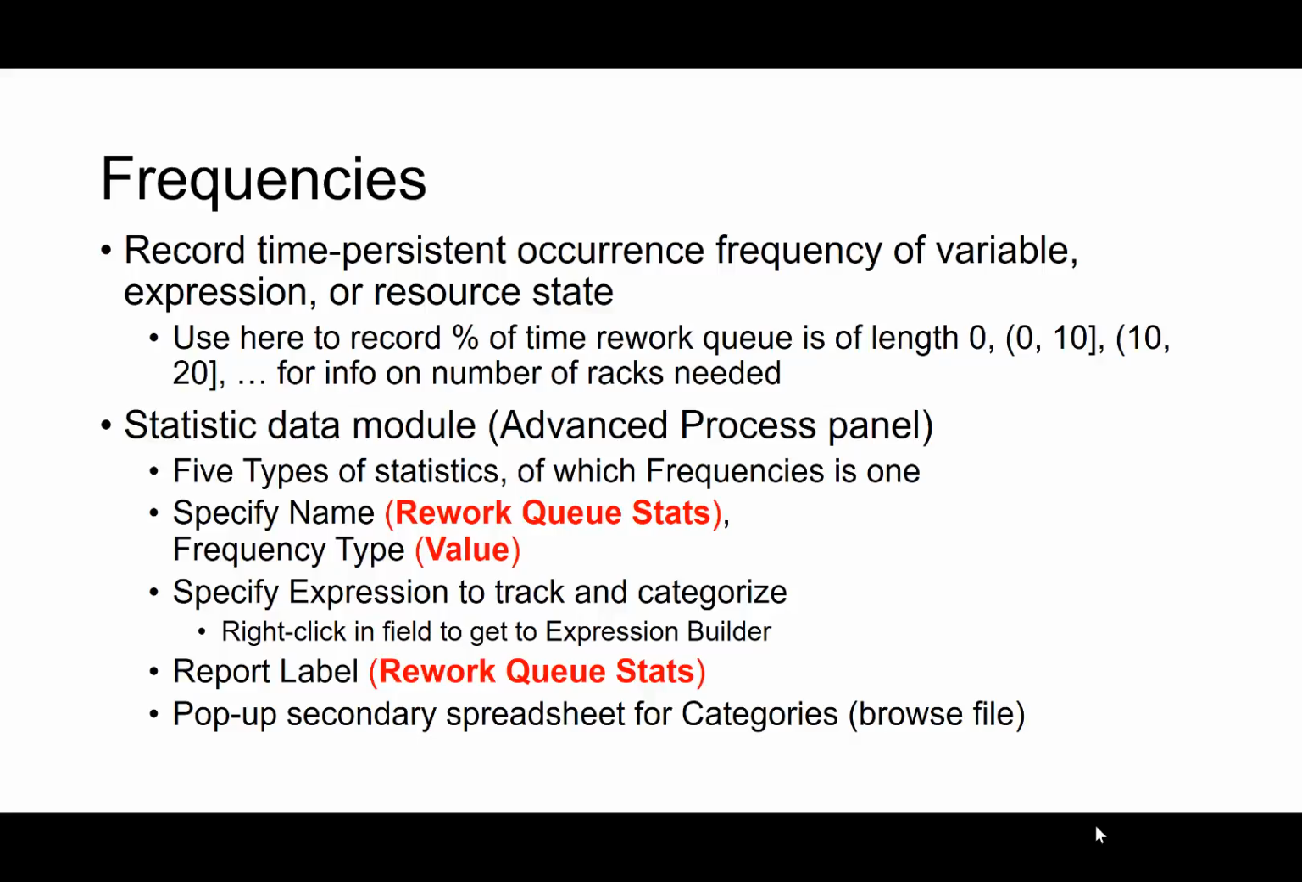In the statistic data module under the advanced process panel, we have different statistics options, and frequencies is one of those. We'll want to specify the name, rework queue statistics, the frequency type would be value, and then specify the expression to track and categorize. We'll right-click in the field to get the expression builder. We'll set the report label, rework queue stats, and then pop up the secondary spreadsheet for categories.